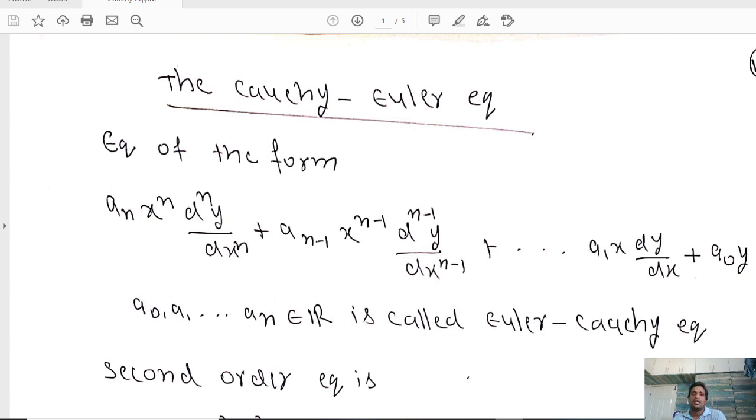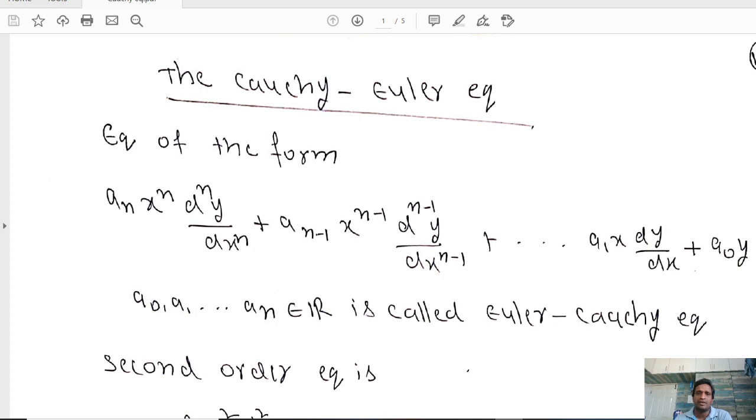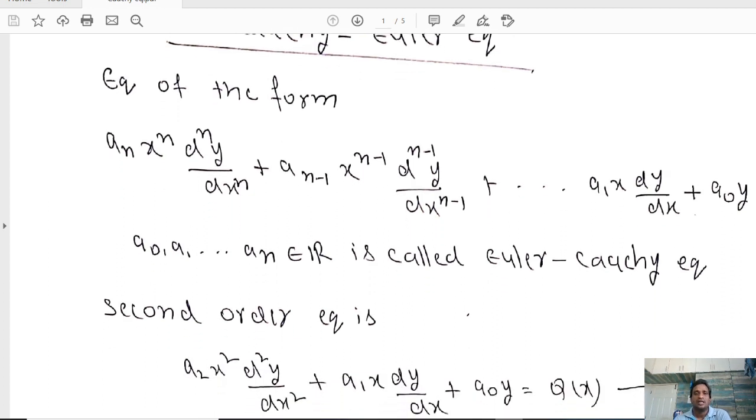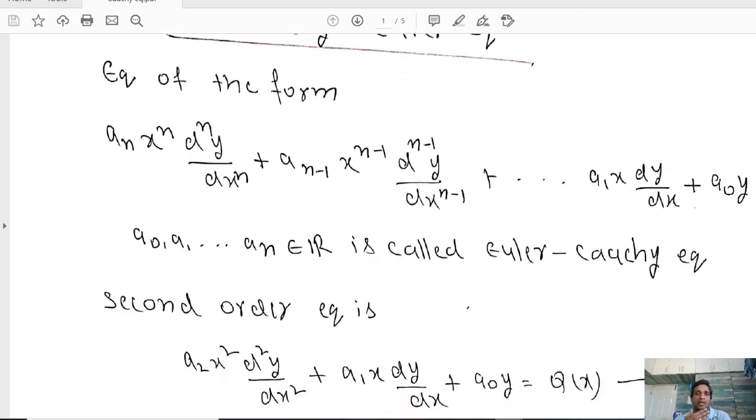Today the topic is the Cauchy-Euler equation. It is completely different from the previous differential equations that we learned.